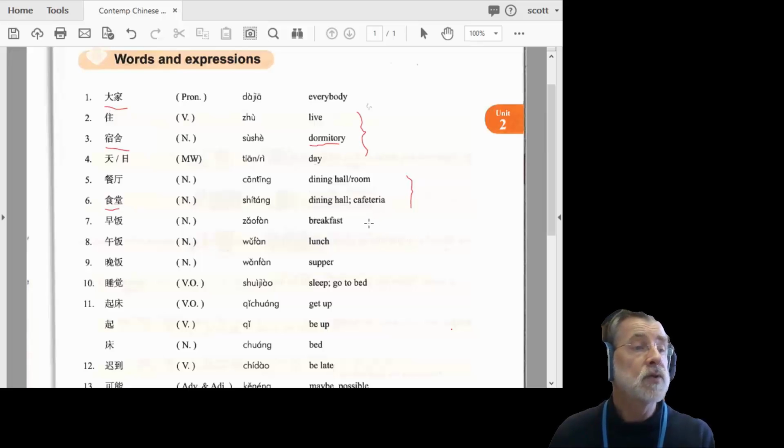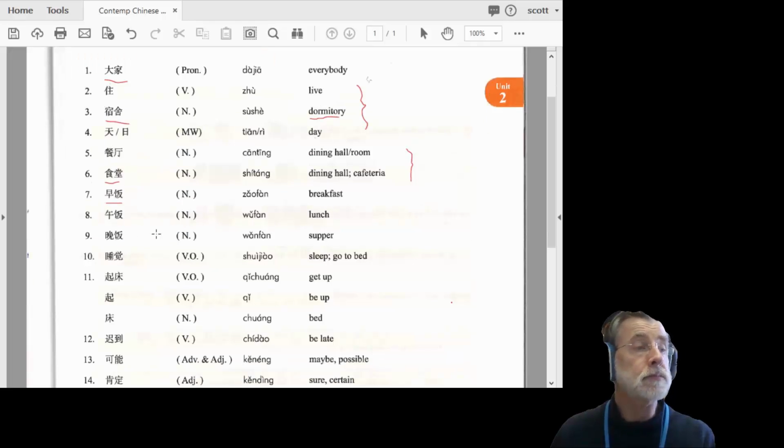Then we move on to breakfast, and you can see it's made up of the two characters 早饭. 早饭. 早 we've learnt before, I'm pretty sure, which means early or morning, and 饭 is also another word for a meal, a cooked meal. So this is an early meal or a morning meal.